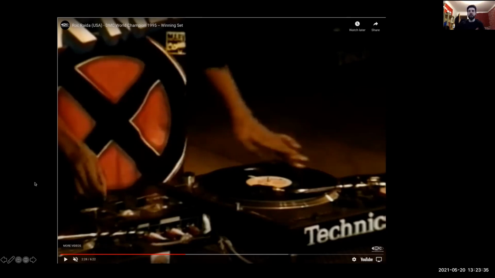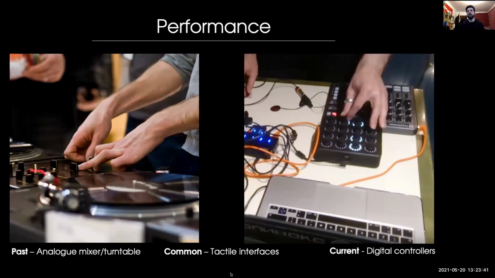So just to move on from what was happening then to what's happening nowadays, really the performance is still pretty much the same. The only thing that's changed is the type of controller, and instead of having analog signals going through mixers to be amplified and played through the speakers, now we have the same tactile information given by the hands, but this time sending digital information to the computer to manipulate sound.